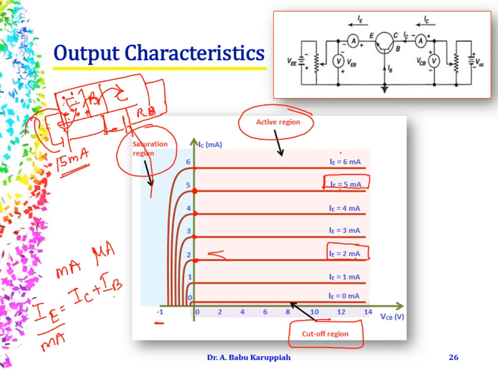Because the base is very thin, the number of holes present is very small. Recombination happens with the available number of holes, right? So as the holes are very few, the base current generated is also very small, and that is measured in microamperes, right? And when you ignore this base current as it is in microamperes, IE approximately equals IC, and that is why we have a graph like this.